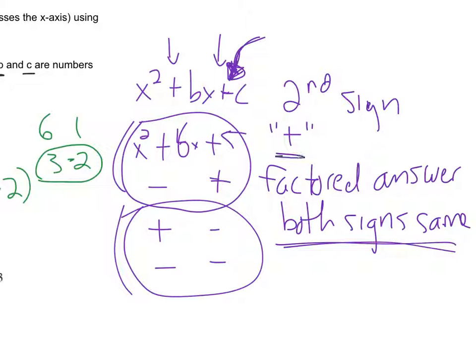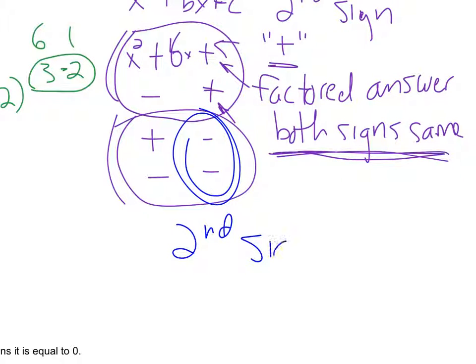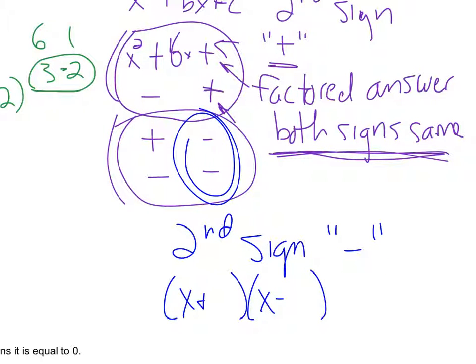So if that second sign is addition, both signs need to be the same in my answer. Down here, if I look at the second sign and it is subtraction, then I'm going to have one of each. I'm going to have an x plus something and an x minus something. So here I'm going to have one of each.